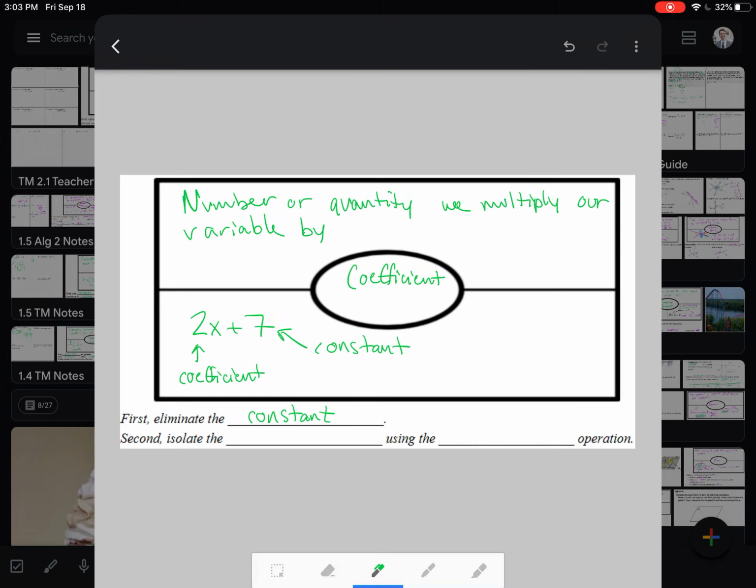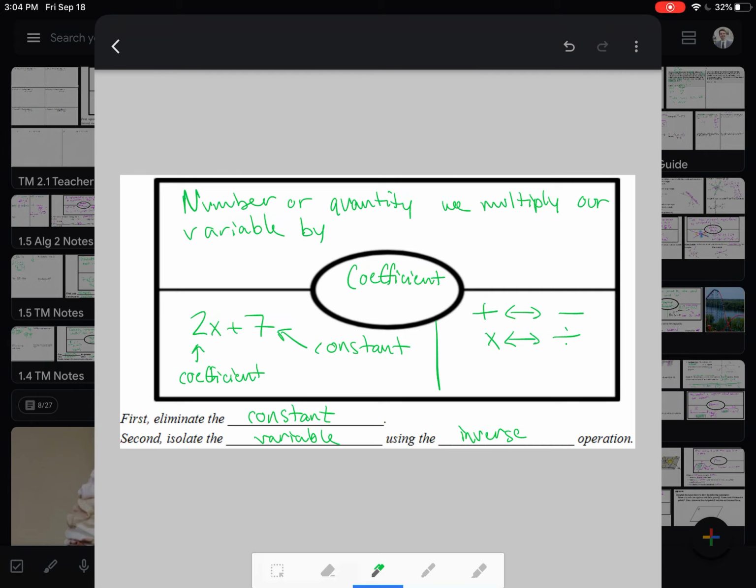And then second, we are going to isolate the variable using the inverse operation on the constant. So an inverse operation just means opposite operation. So if we had addition, that would be subtraction. Subtraction would be addition. Multiplication, the opposite is division. The opposite of division is multiplication. So basically, you're just doing the opposite to create balance.